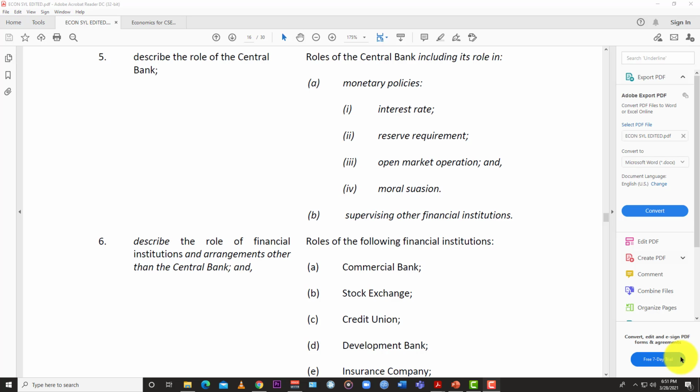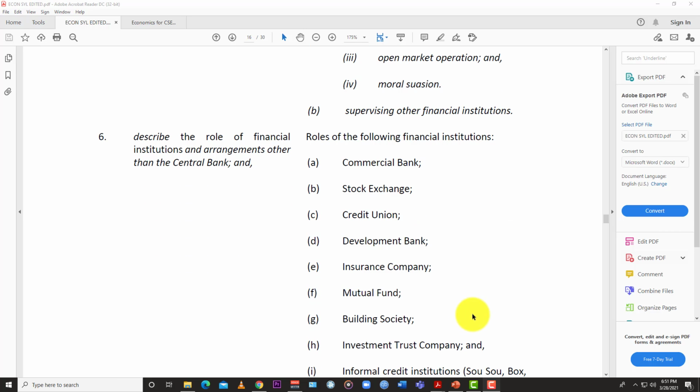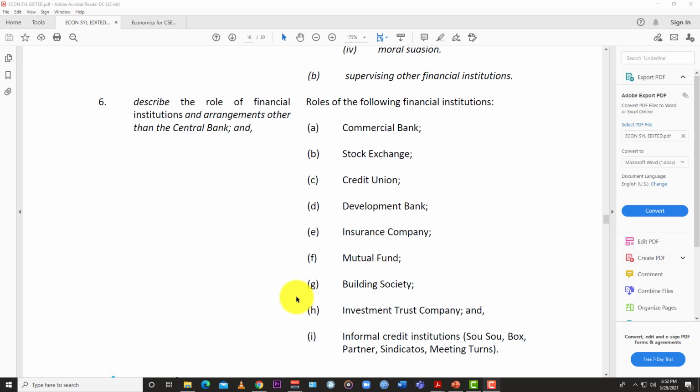Today we're going to pick up where we left off last time in economics, CSEC economics. We were looking at the central bank and the roles of the central bank. And so today we're going to go beyond the central bank and look at the other financial institutions and arrangements that exist within the financial system. So we're looking at things such as the commercial bank, the stock exchange, credit union, development bank, insurance company, mutual fund, building societies, investment trust companies, and other informal ways of handling finances, monies within the economy.